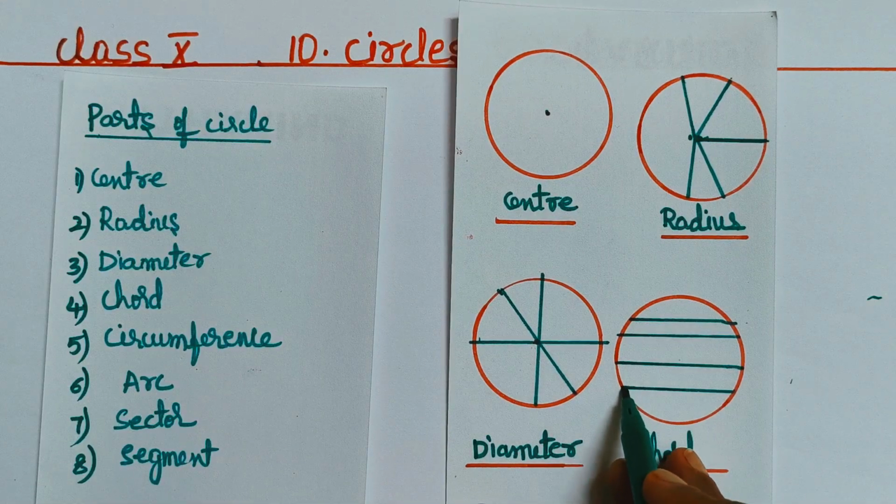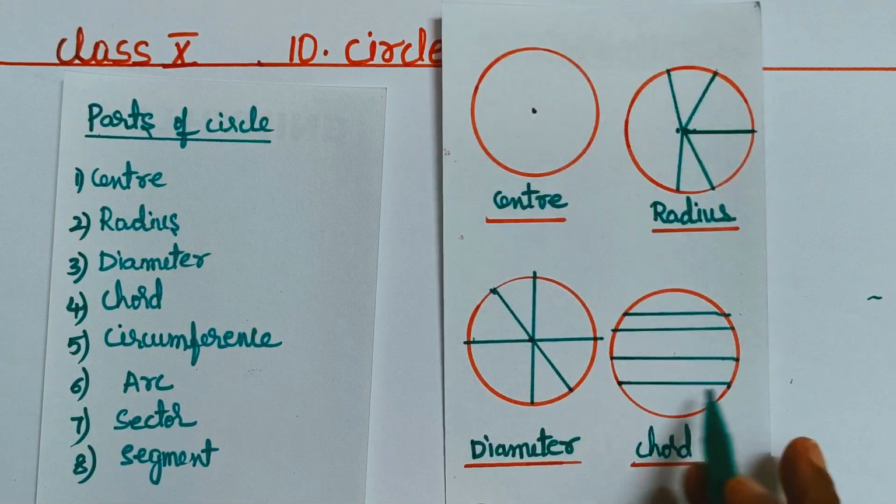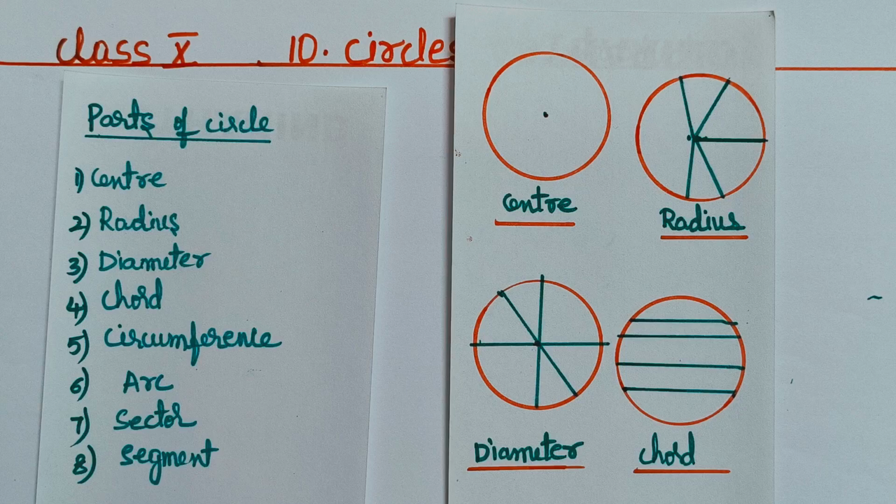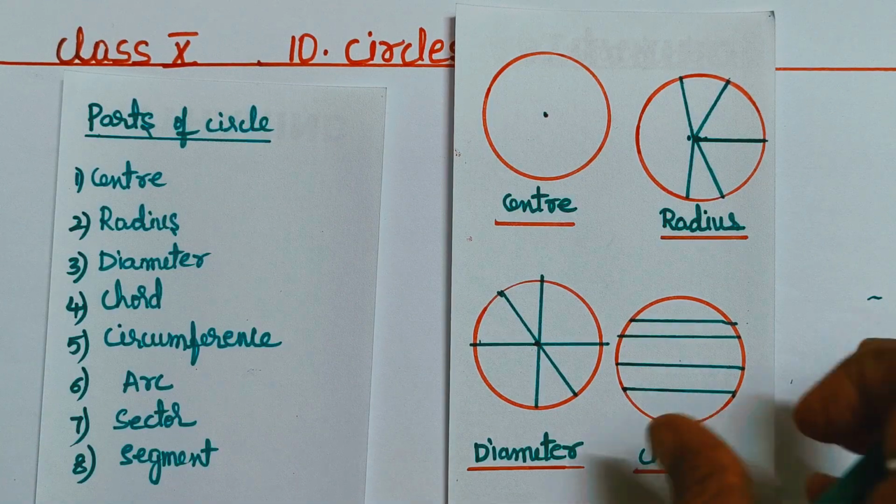Next, chord. Joining one corner of the circle to another corner is a chord. How many chords are possible? An infinite number of chords are possible. The biggest chord is the diameter. A line passing through the center is also a chord, but it is the biggest chord. The biggest chord is called a diameter.